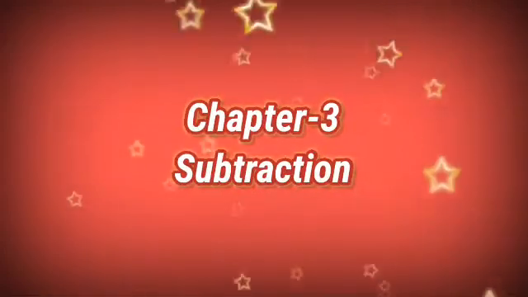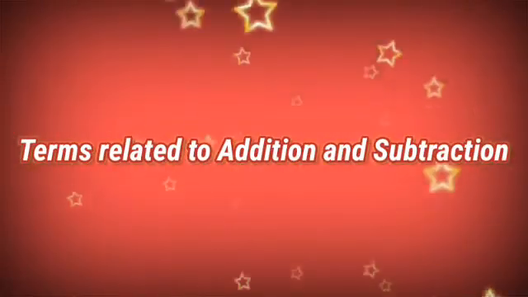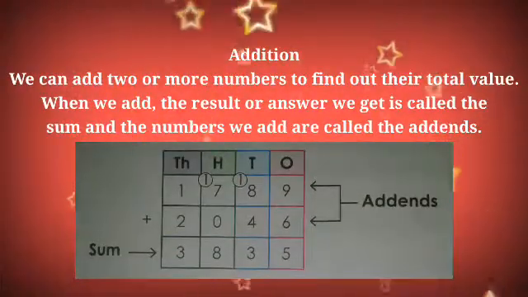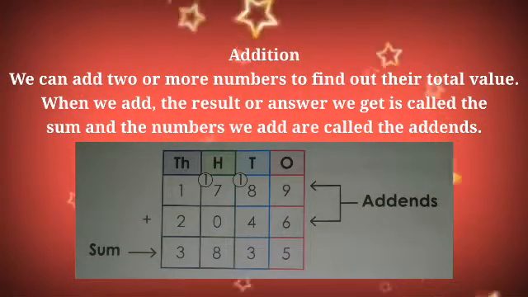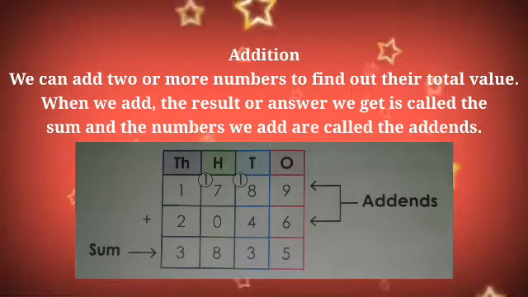Let's start with chapter number 3, subtraction, part 1. Topic: terms related to addition and subtraction. Addition. We can add two or more numbers to find out their total value. When we add, the result or answer we get is called the sum, and numbers we add are called addends.